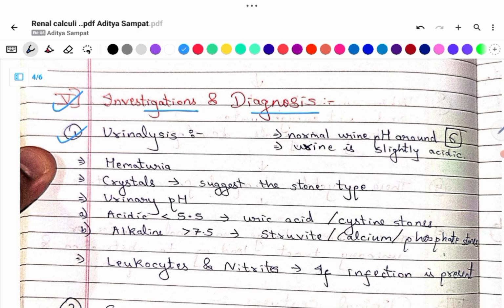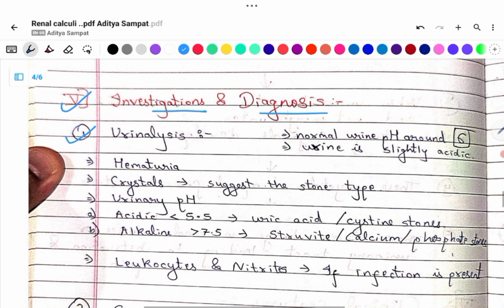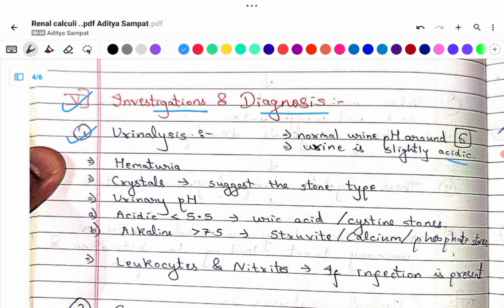First is urine analysis. This is very important. Normal urine pH is around 6. Urine is slightly acidic. So in urine analysis we will find hematuria. We will find crystals which will suggest to us the stone type.